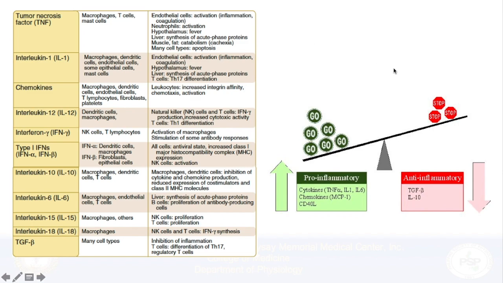And we also have your anti-inflammatory cytokines, which would stop or reduce inflammation. An example of this would be TGF-beta, this one. So this is primarily an inhibitor of inflammation. What else? Interleukin 10. So in reality, our immune response is actually a balance between the pro-inflammatory cytokines and the anti-inflammatory cytokines.